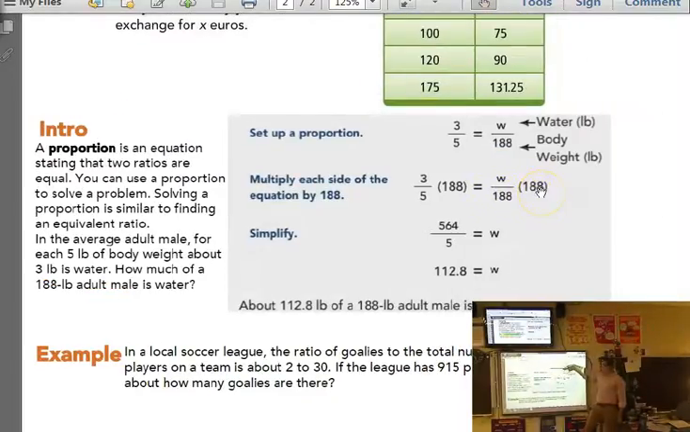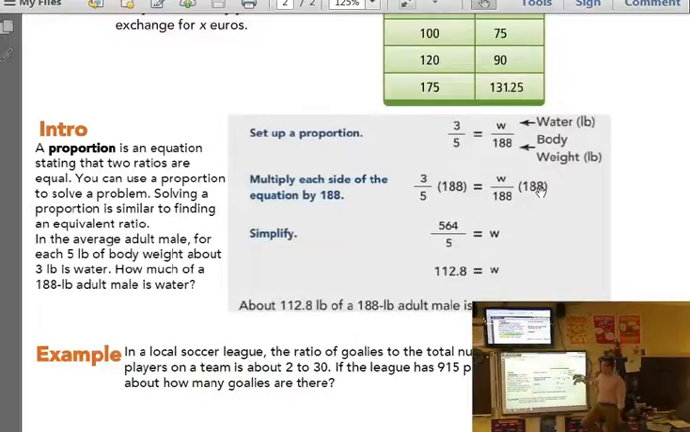We set it up water to total. So on top, we set up our water. On bottom, we set up our total. So on top right here, my unknown amount is going to be how much water. My known amount is what's my body weight.